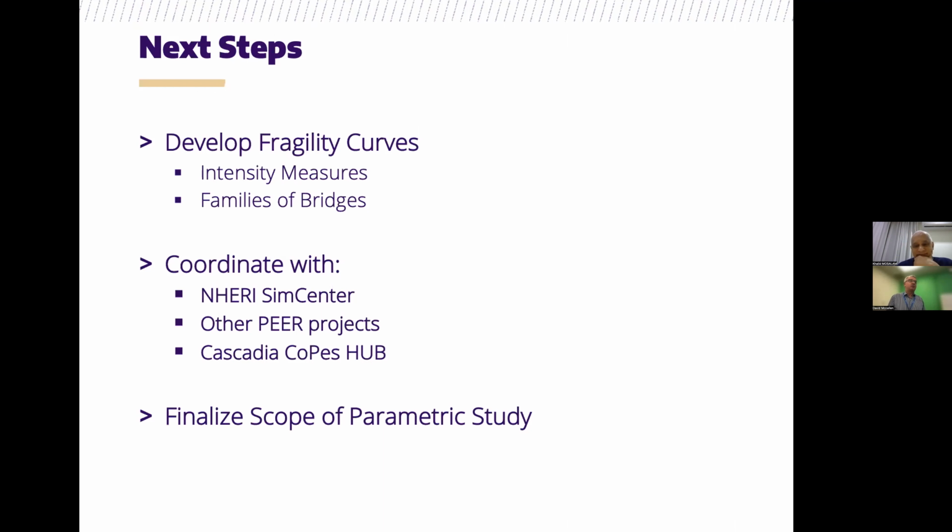My question is, when I think about a network, I think about functionality, emergency response. Are you going to take the bridge damage quantified and fragility estimated and relate it to functionality? We're going to try.